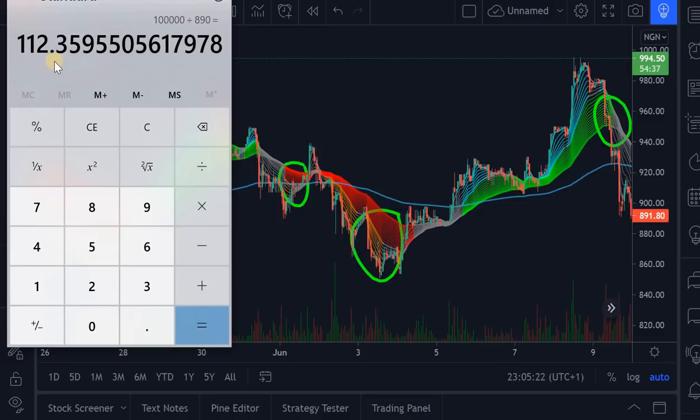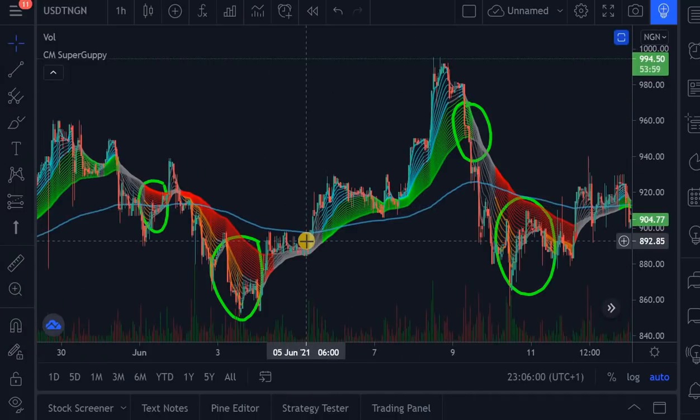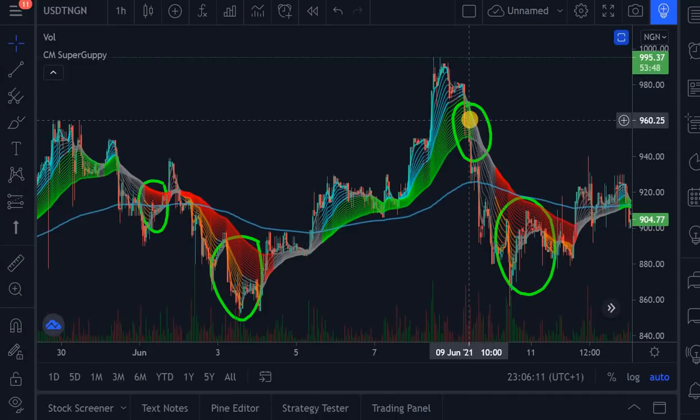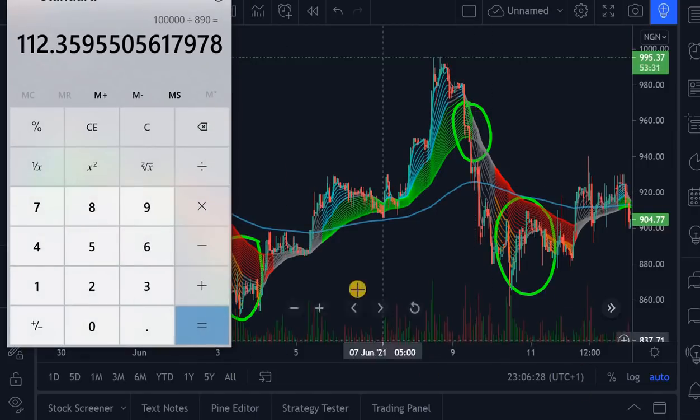I would get 112.359 USDT. Now let's go over to the price chart. When I choose to sell at around this region, my average sell price would be 960. This is the price at which I would have sold my USDT back to Naira. Now let's bring out the calculator. It would be 112.359 times 960.